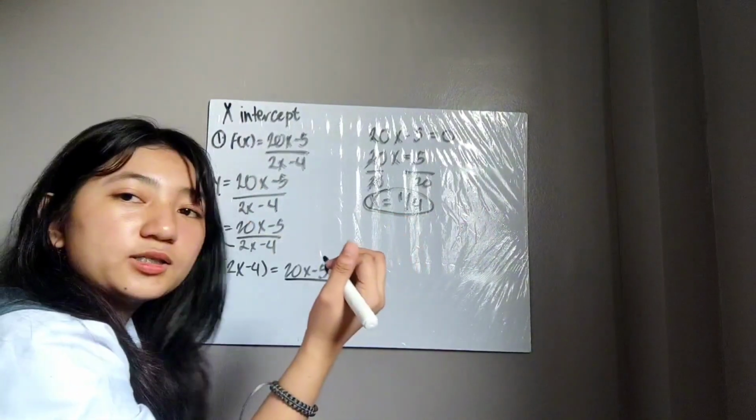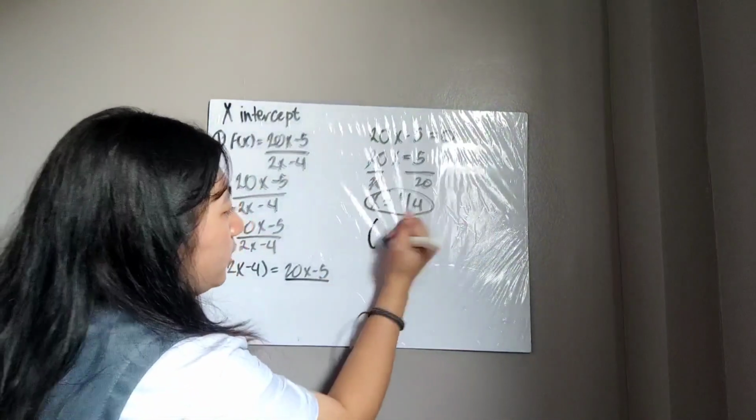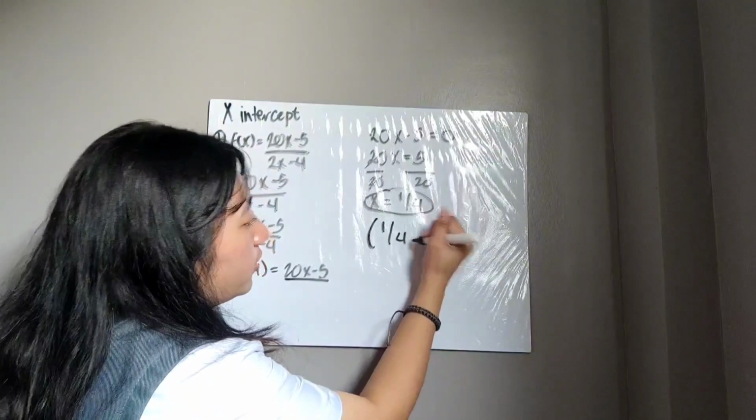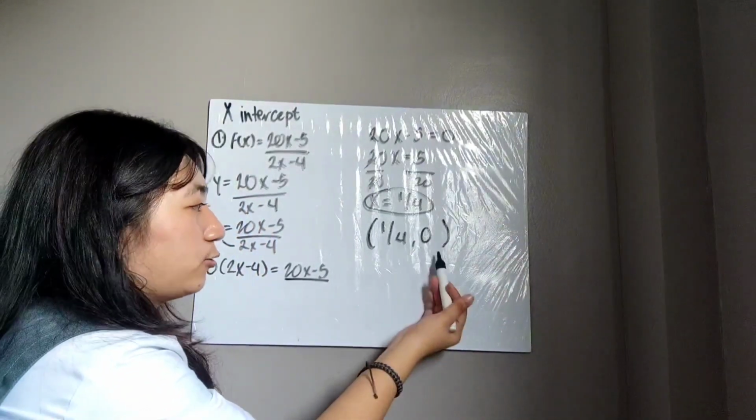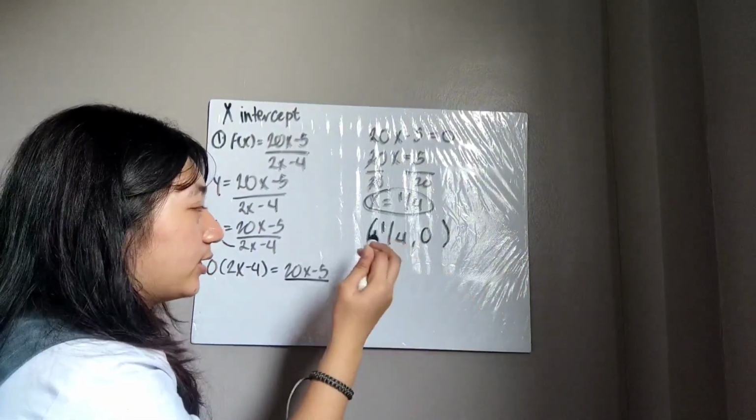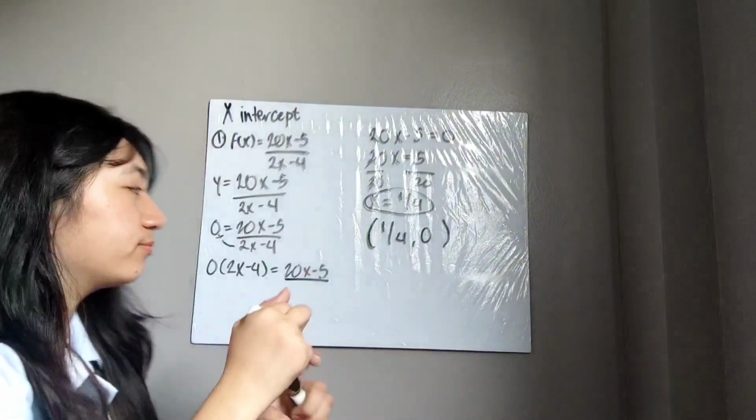So, copy natin siya into ordered pair, which is (1/4, 0). Ito yung x, ito yung y. So, 0 siya, and yung x natin yung nahanap, so 1/4.